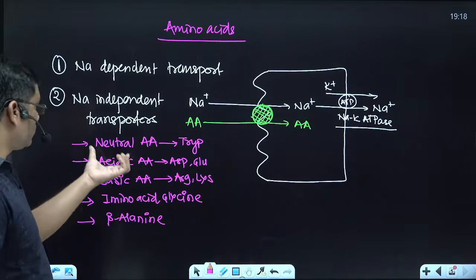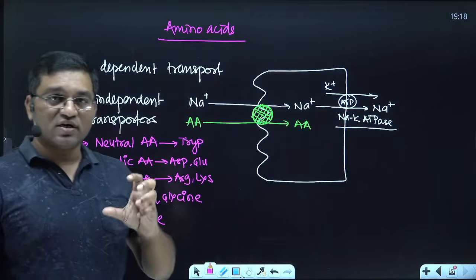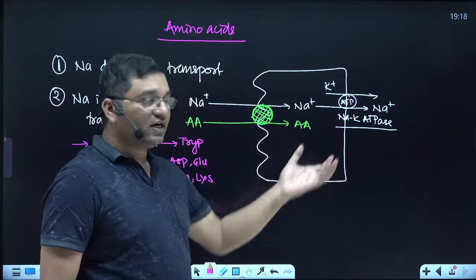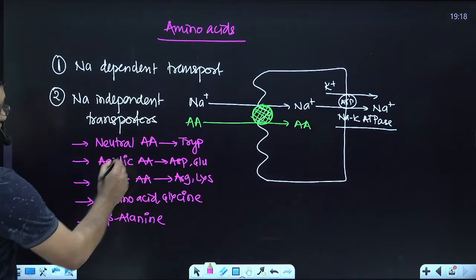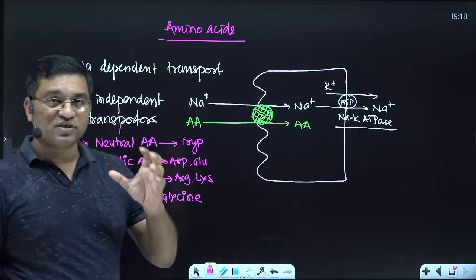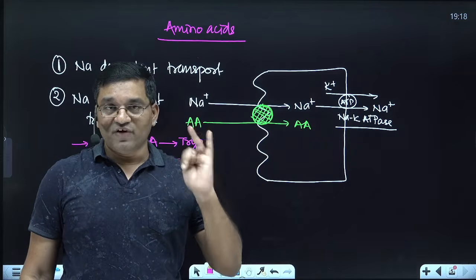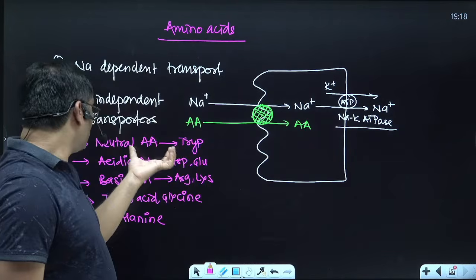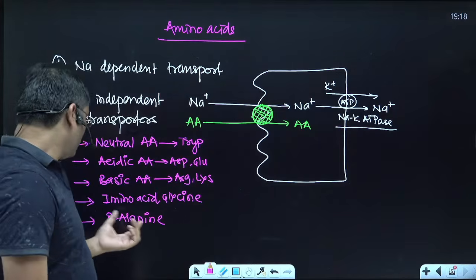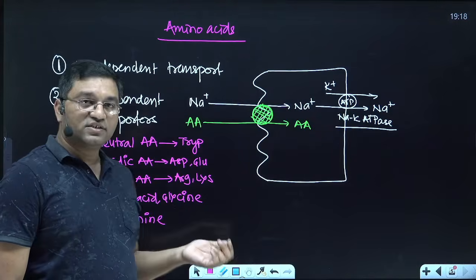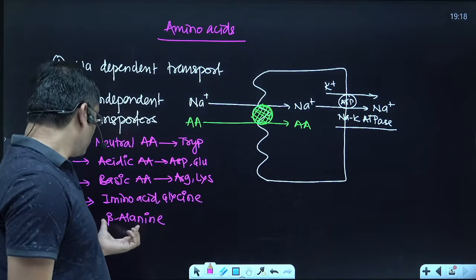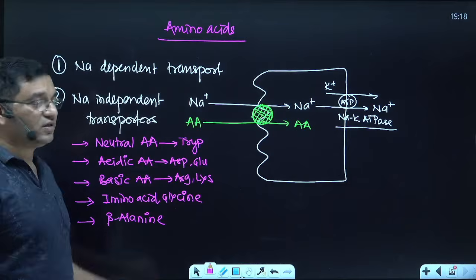So these are the 5 sodium independent transporters which are available for the transport of amino acids into the intestinal cell and into the circulation. So 5 types, 1, 2, 3, 4, 5. Neutral amino acids, specifically tryptophan, also include phenylalanine, tyrosine, valine, isoleucine, leucine. Acidic, aspartate, glutamate. Then basic amino acids, arginine, lysine. Proline and glycine are transported with the same transporters, and the beta alanine transporter is a sodium independent transporter system.